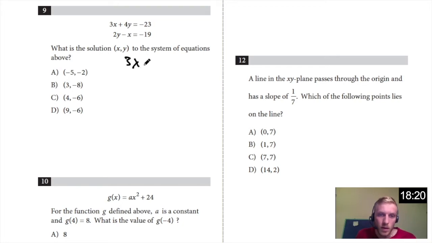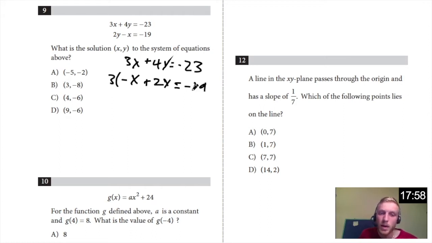So I'm going to say 3x plus 4y is equal to minus 23. Good. And in the second equation, I'm going to rewrite this so x comes first: minus x plus 2y is equal to minus 19. Good. So let's see. How can we get rid of one of these terms? I'm going to multiply the second equation by 3 and add that to the first equation. So we're going to have minus 3x. That's going to be added to positive 3x and cancel out and equal 0. So we can say minus 3x plus 6y equals minus 19 times 3. That's going to be minus 57.